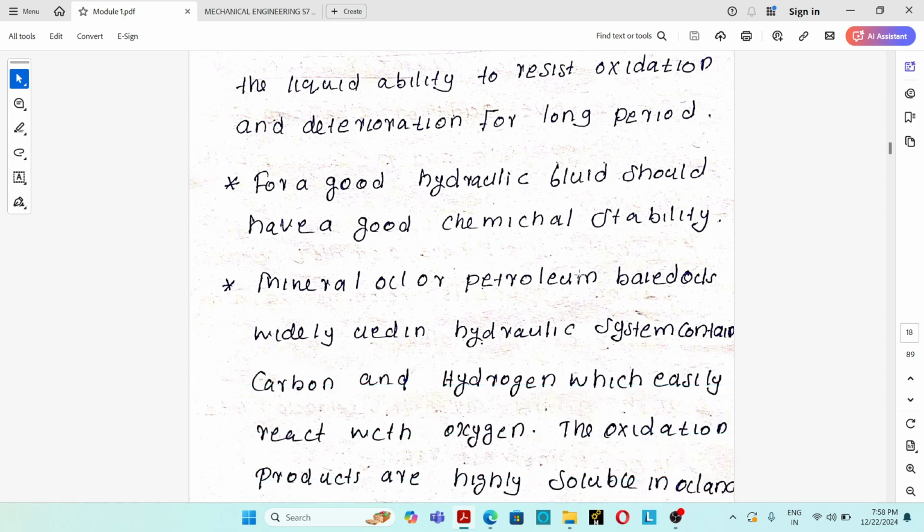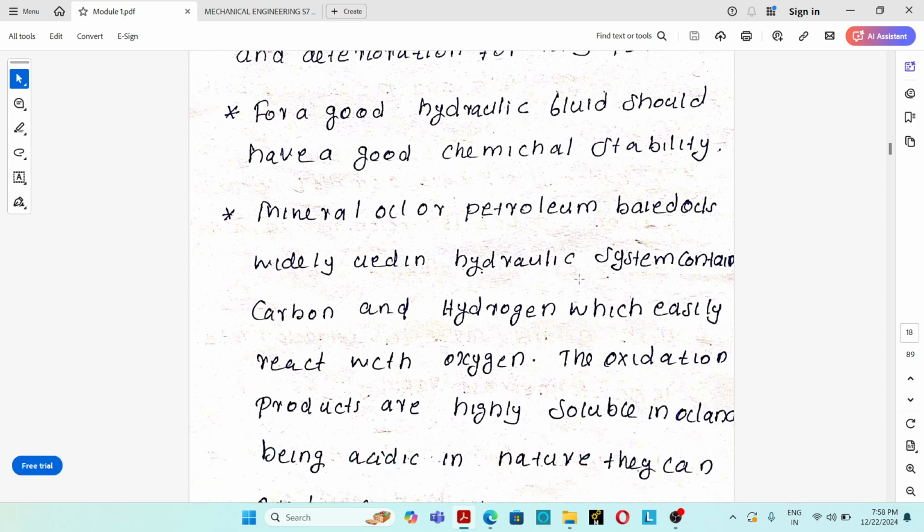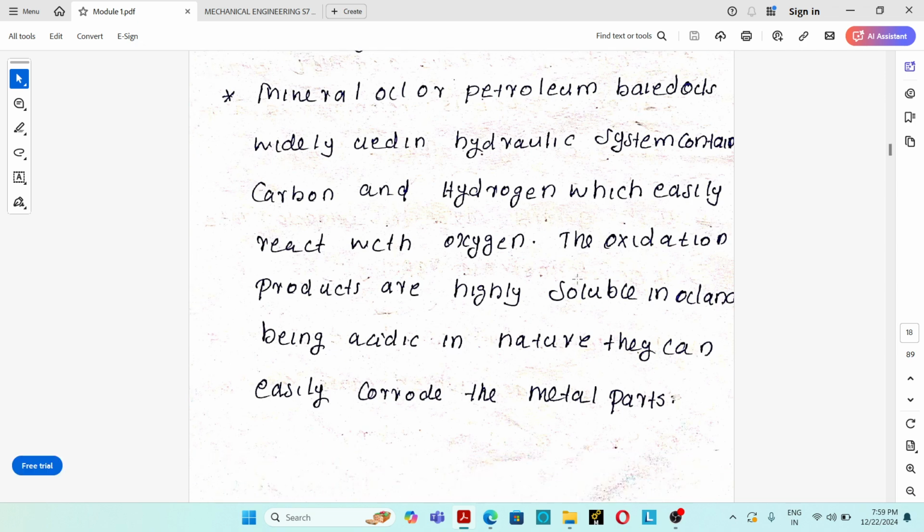See, hydraulic oils, like mineral oil and petroleum oils, contain carbon and hydrogen which easily react with oxygen and form oxides. These oxides are soluble in oil and acidic in nature, which will corrode the metal parts. So the importance of chemical stability is that if the hydraulic oil is not chemically stable, it will increase oxidation, and oxidation increases corrosion of the metal parts. So hydraulic oil should be chemically stable to prevent oxidation and deterioration for a long time.